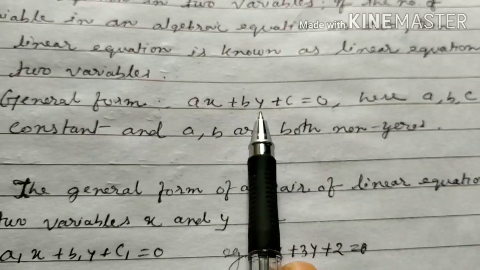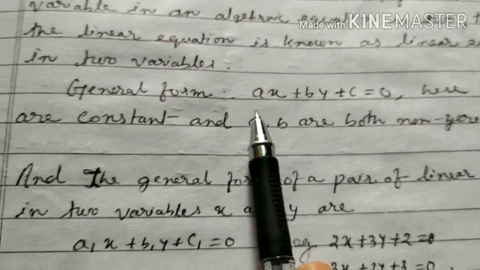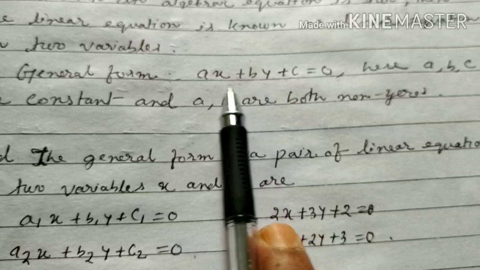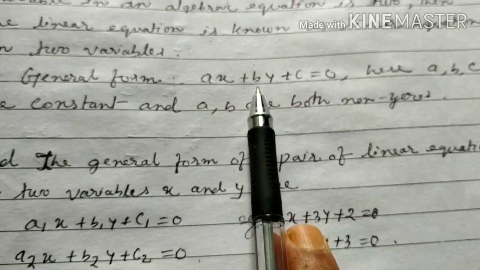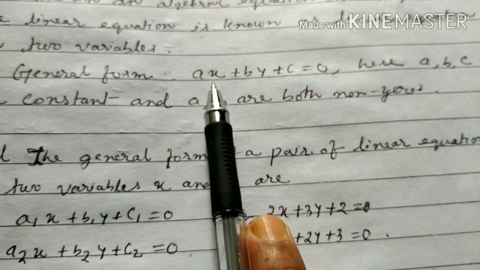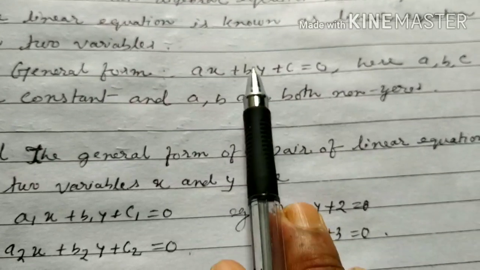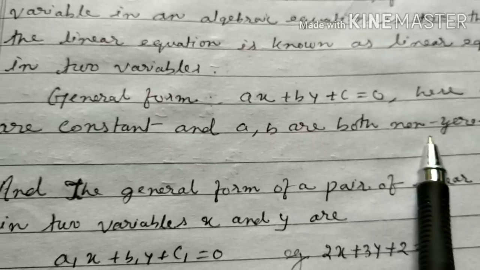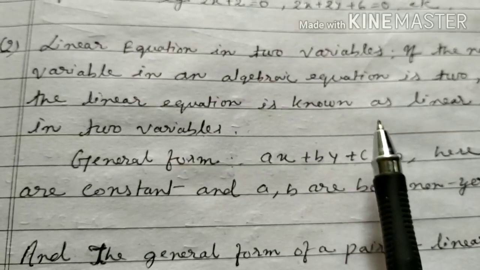And x and y represent the variables, and a and b, c should both be non-zero. Non-zero means not 0, because if a is 0 the variable x is 0, and if b is 0 then y is 0. That is why a and b are both non-zero. It is the definition of linear equation in two variables.